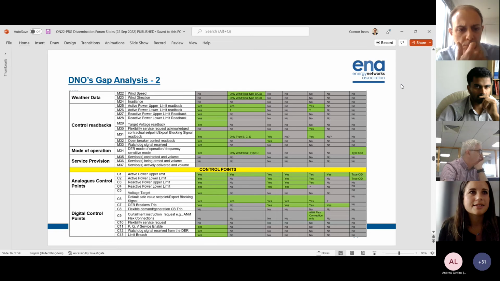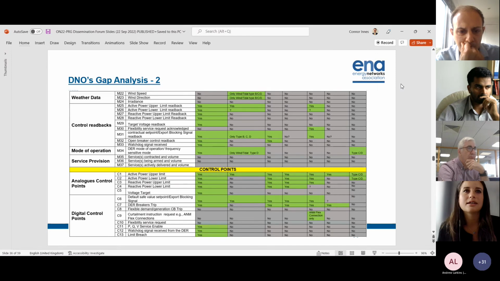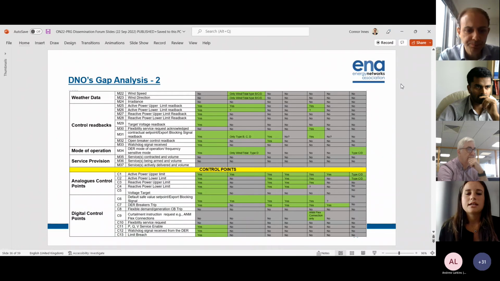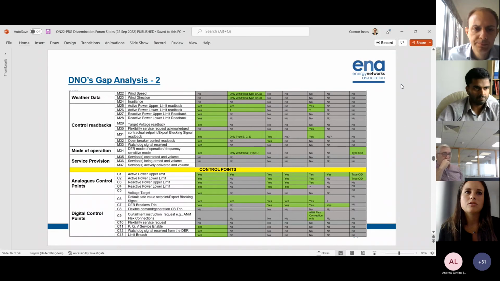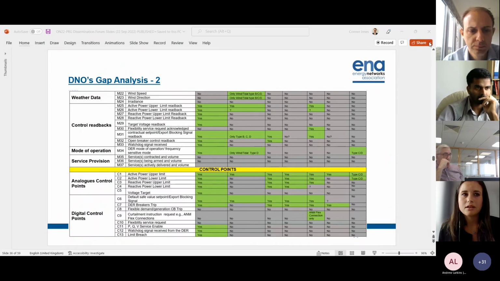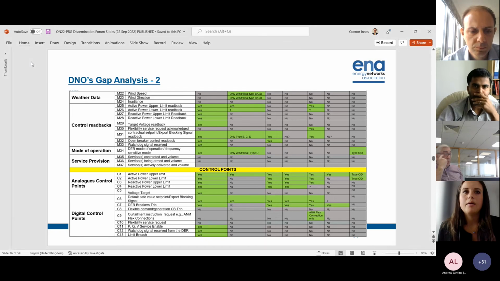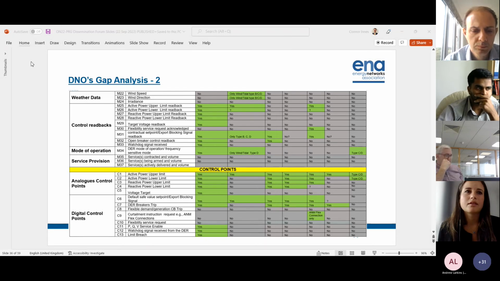Thank you. And then the last one is service provision, which is visibility of what service the customer is delivering in real time, and the volume being delivered for each of the services. So that was for metering points, and then the other category is control points, from the DNO to the DR. That is differentiated into analog control points, such as active power set point, reactive power set point, voltage target, and the digital points like breaker trip, blocking signal, and so on.